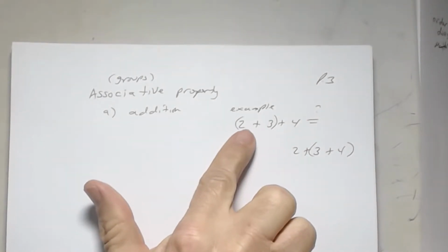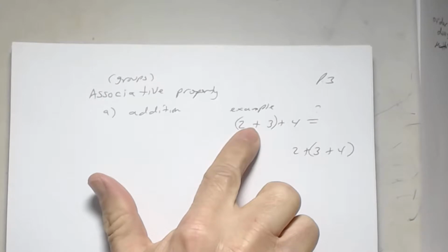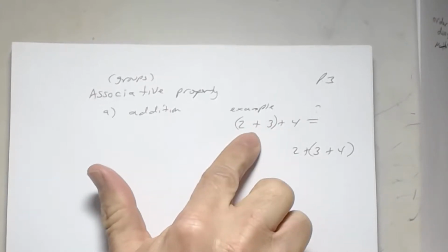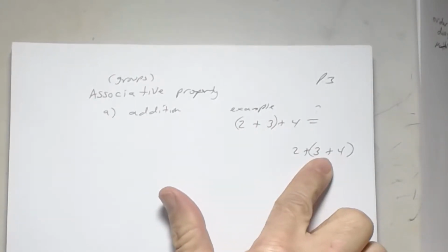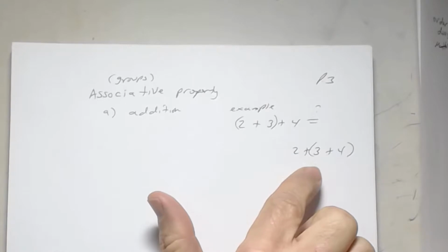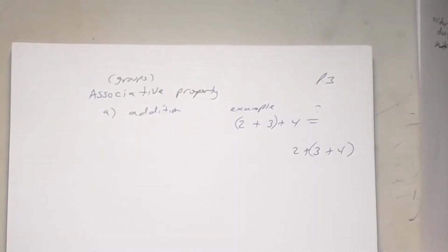Using the order of operations, I do parentheses first. 2 plus 3 is 5. 5 plus 4 is 9. Do parentheses here. 4 plus 3 is 7. 7 plus 2 is 9. So the associative property of addition says that the order in which you group things is not going to matter. Now again, though, you're assuming that 2, 3, and 4 are in the same order.